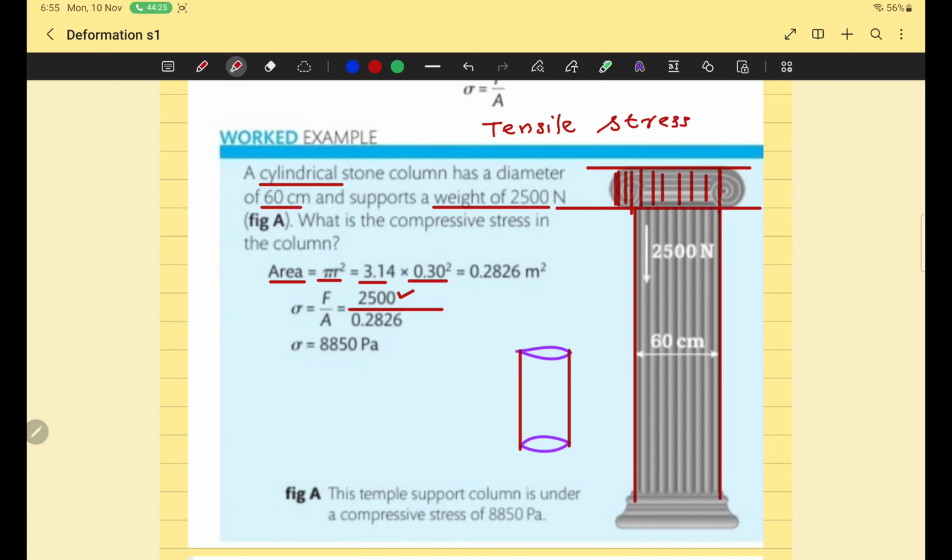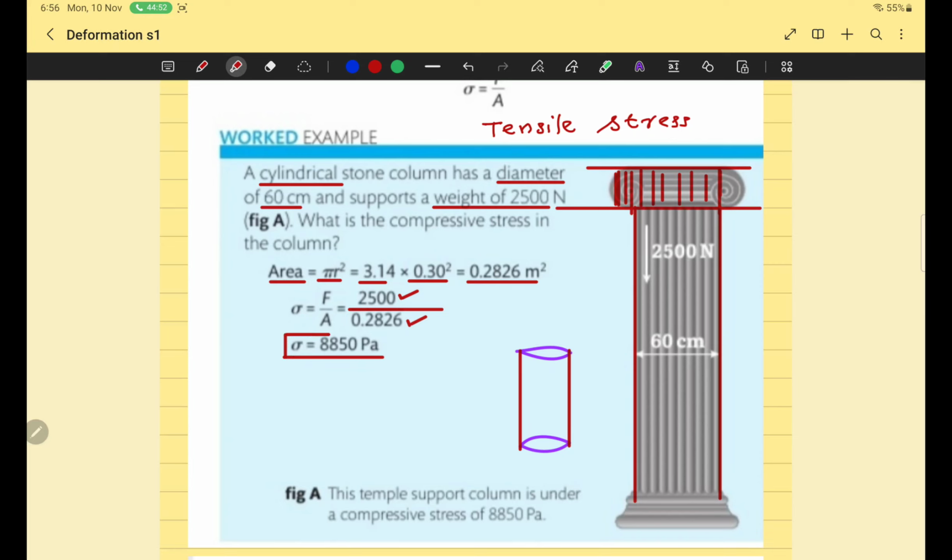What about radius? Sir, we are given the diameter. Diameter is 60 centimeter. The half of the diameter is called radius. Diameter 60, so the radius is 30. And this 30 is converted into meter, so it is 0.3 meter. And now this area will be 0.2826 meter square. So if you divide force by area, then it is called stress.